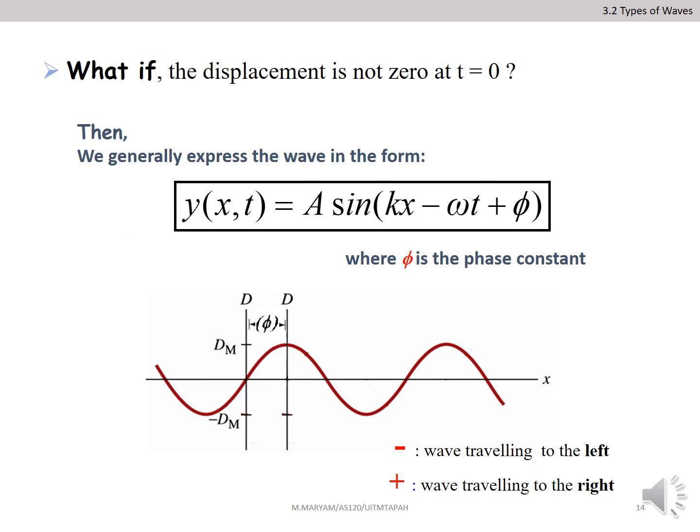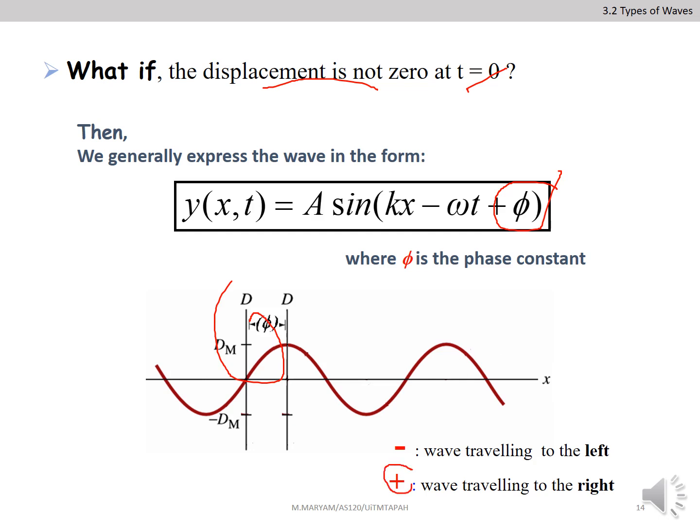What if the displacement is not 0 at t equal to 0? Then we generally express the wave in the form y(x, t), as a function of x and t, equal to A sin(kx − ωt + φ). So the difference is that we just add plus φ, because at t equal to 0 the displacement is not 0. That's why there is plus φ here. φ is a phase constant.